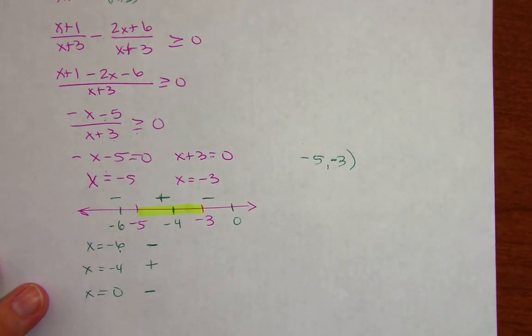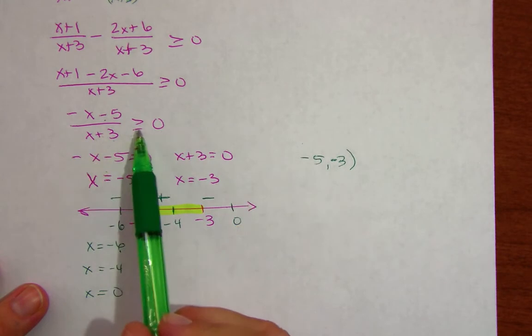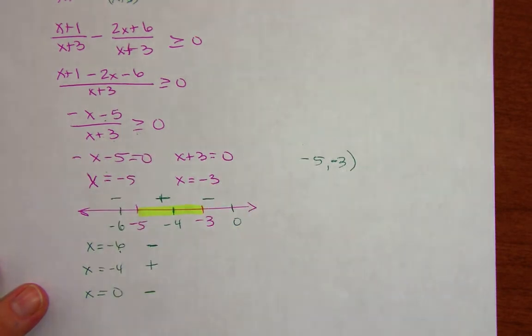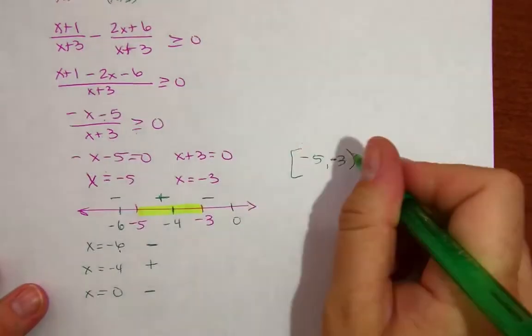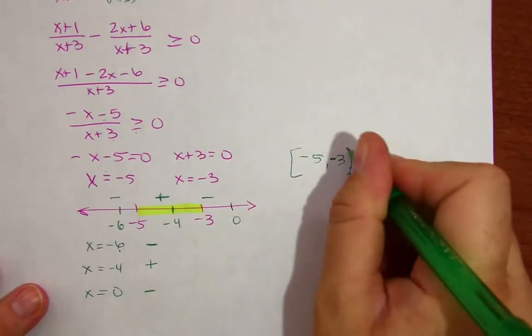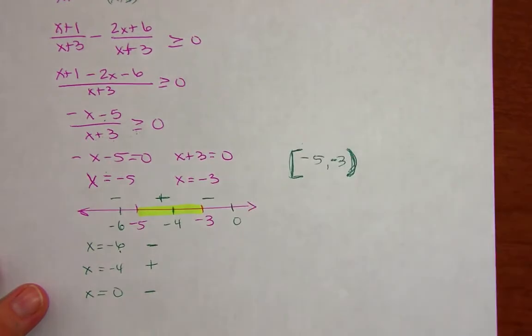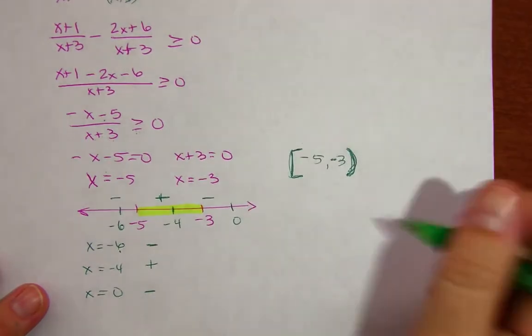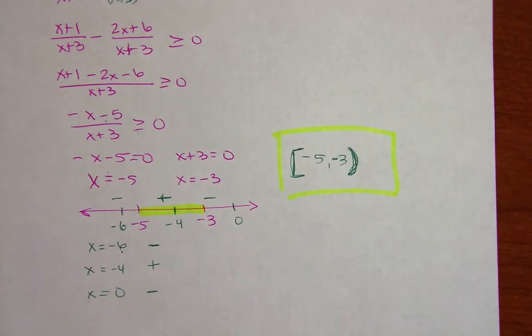So again, this is where you've got to be really careful. I can't include that value even though I have this because it would make my denominator 0. But plugging in -5 is not a problem, and because it includes equal to 0, we do want to have a bracket there. So parenthesis on this side, bracket on this side, and the interval I'm looking at is from -5 to -3, and that's my answer. And that is the end of Chapter 2, Section 7.